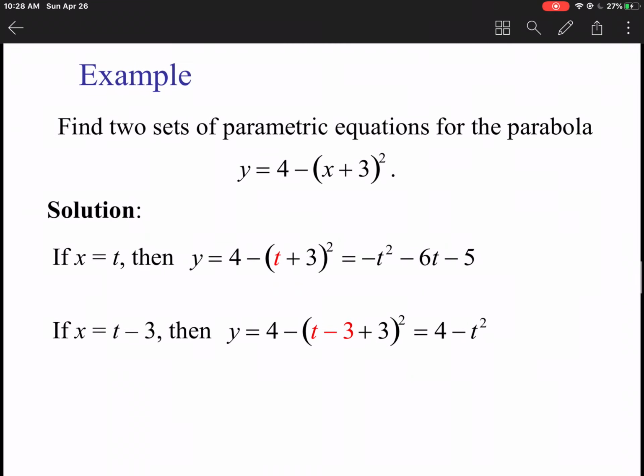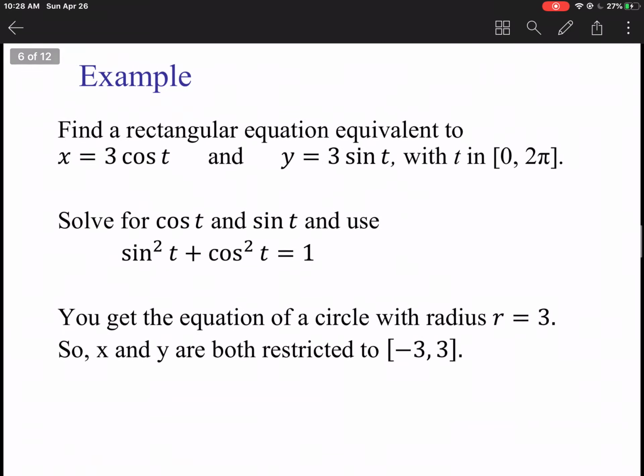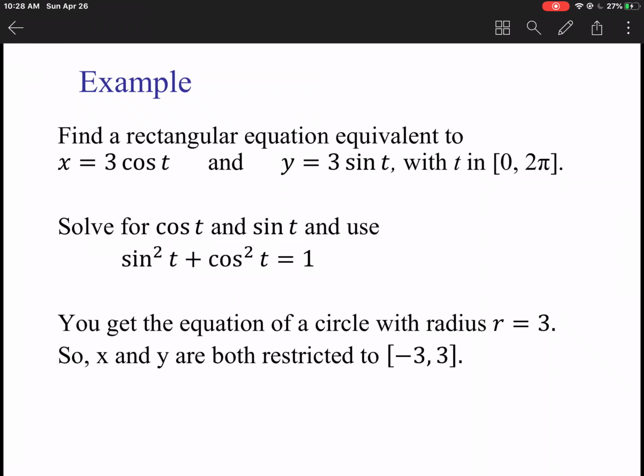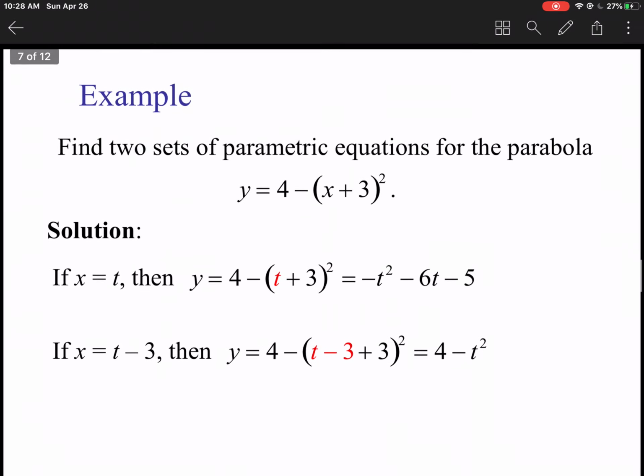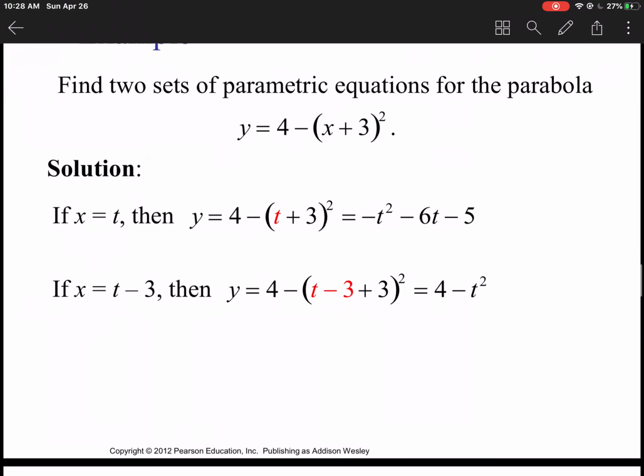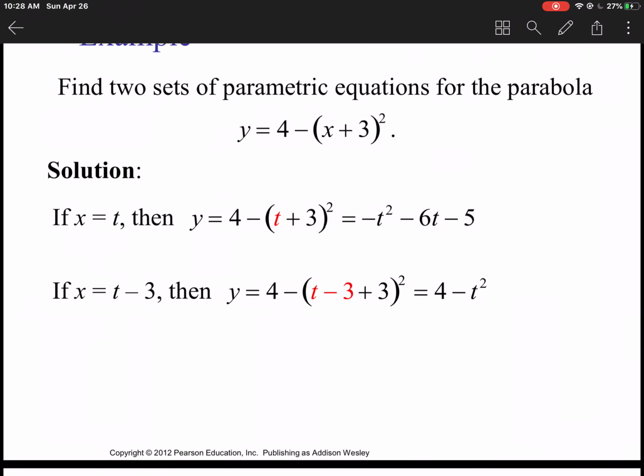Lastly, in this section, finding two sets of parametric equations to represent a Cartesian equation. With the previous, we were taking the parametrics and finding a Cartesian or rectangular equation to represent the parametric equations. Here we're going in the opposite direction, representing our Cartesian or rectangular equation with parametrics. And that's actually a little bit easier than it sounds.